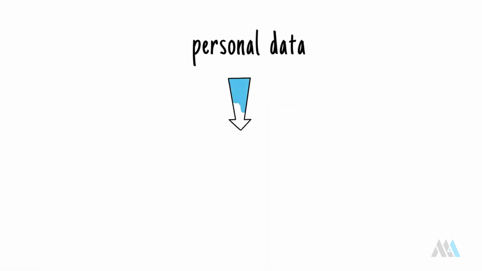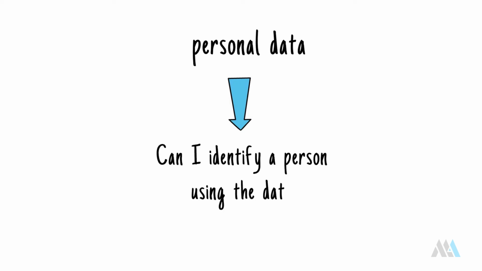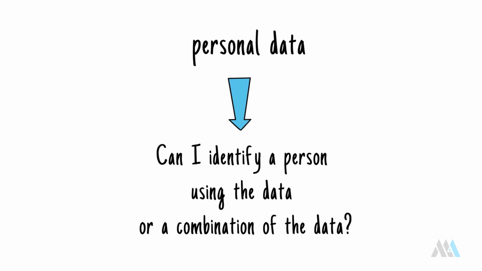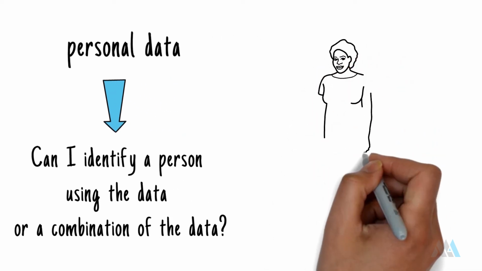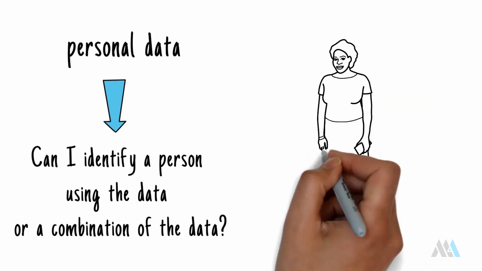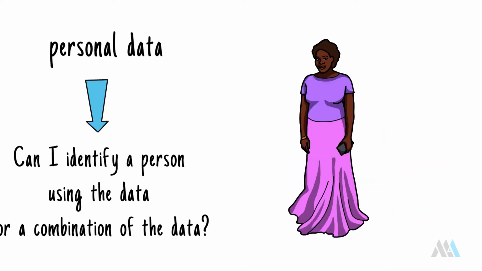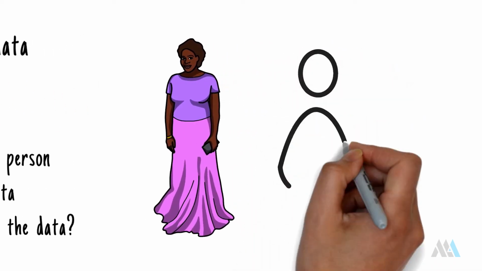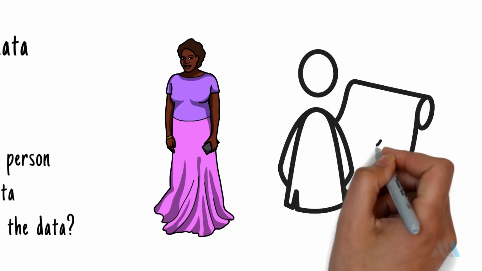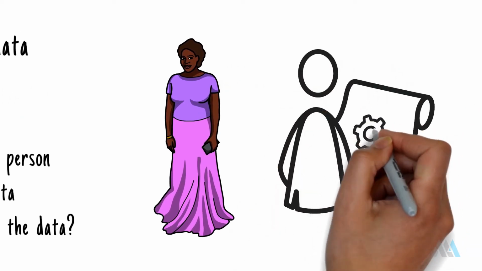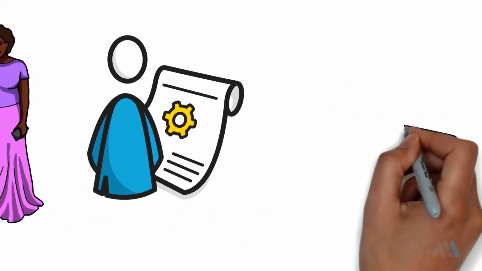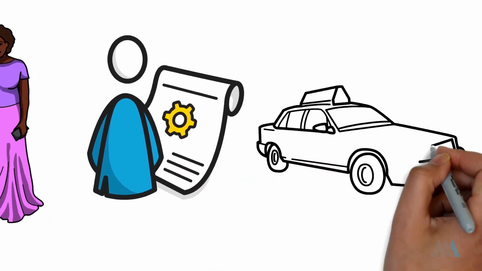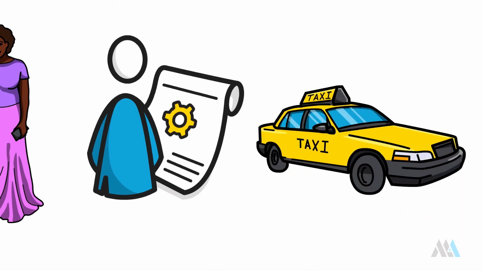Now, if you want to know if a dataset is personal data, ask yourself, can I identify a person using the data or a combination of the data? Here are 3 examples. 1. We can identify Anne Wanjiku of ID number 123456789. 2. Information about an individual's performance or conduct, such as a performance appraisal report or a criminal record on an application form. And 3. History of taxi trips recorded on a cab hailing app.